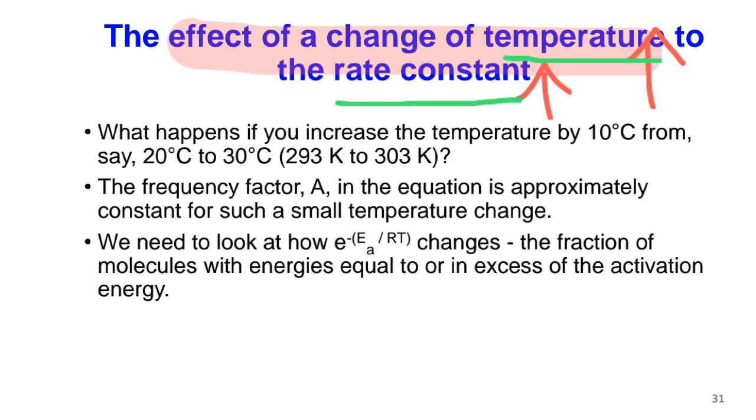Let's say we increase the temperature by 10 degrees Celsius, from 20 degrees Celsius to 30 degrees Celsius. At higher temperature, the probability that two molecules will collide is higher. This higher collision rate results in a higher kinetic energy which has an effect on the activation energy of the reaction.